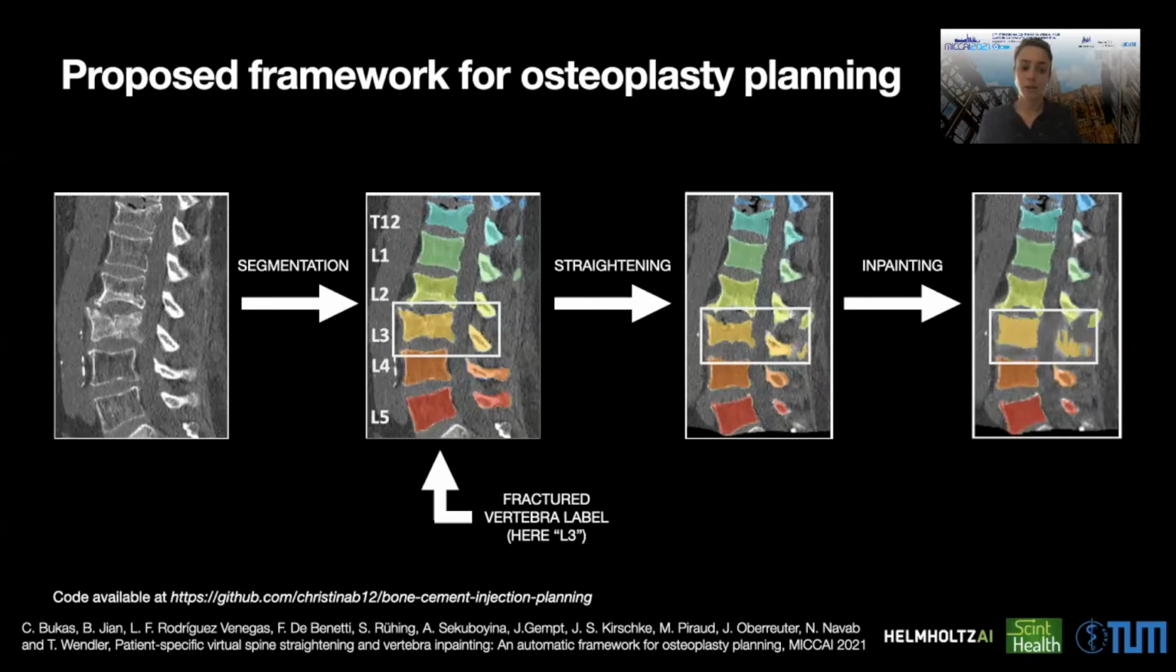The inputs to this framework are the patient's CT scan and the fractured vertebra label, and with these, the framework attempts to simulate the spine in its pre-fractured healthy state, finally outputting an upper bound for the amount of cement needed for injection. It consists of three main steps: segmentation, straightening, and inpainting.